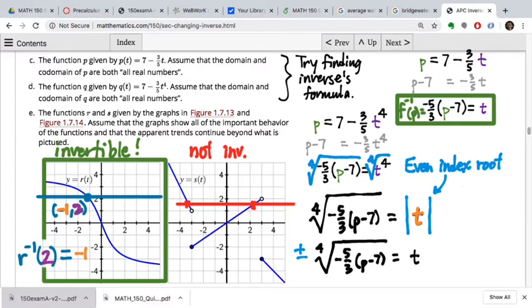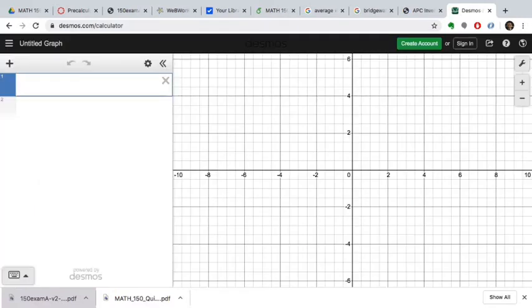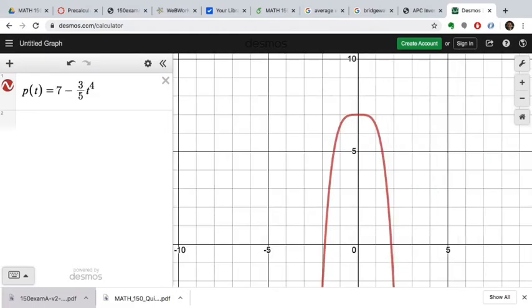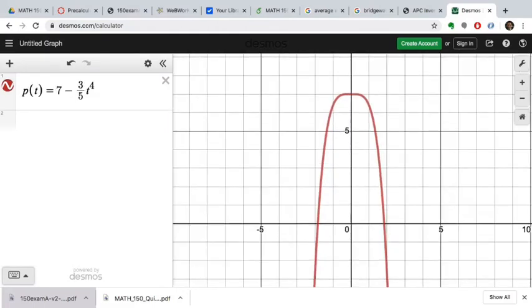And just to tie a bow on it today, if we were to graph this function, 7 minus 3/5 t to the fourth. So the graph of the function, p of t, equals 7 minus 3/5 t to the fourth. Yeah, there's my graph. And sure enough, this graph does a pretty poor job of passing the horizontal line test. But remember, is there a way for us to make this graph pass the horizontal line test? What do I have to do to it? Yeah, I can just cut it down. Just erase some of its domain.